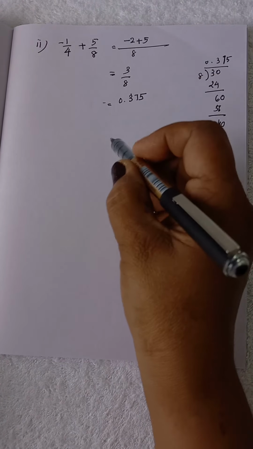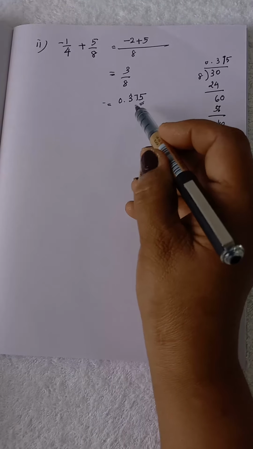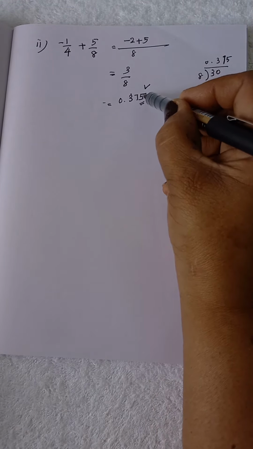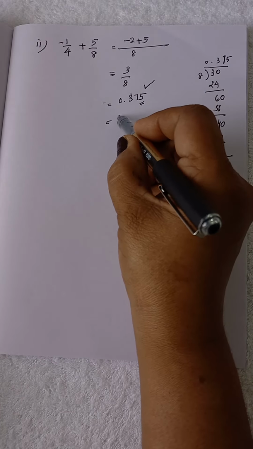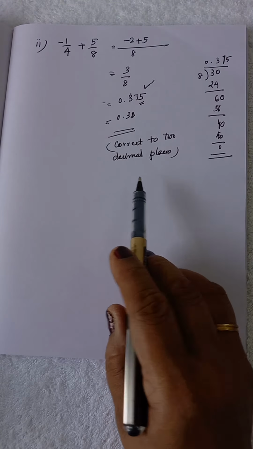0.375. Here we have to correct it to 2 decimal places. So, 3 places we have to take. The third one is 5. So, we have to add one value here, 0.38 we will get. Correct to 2 decimal places.